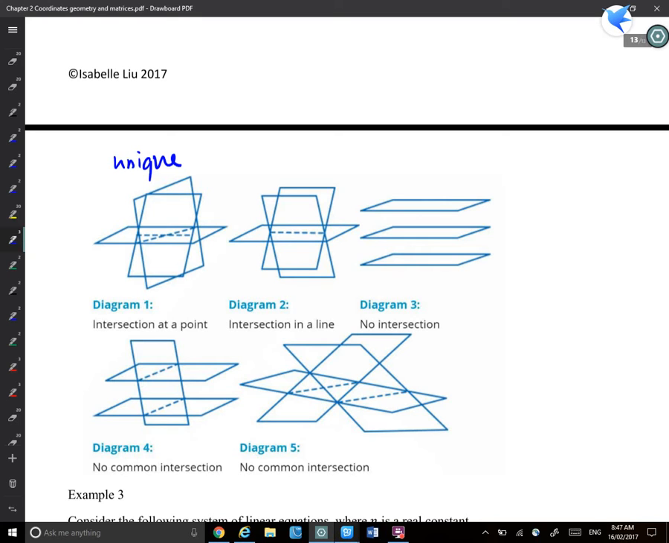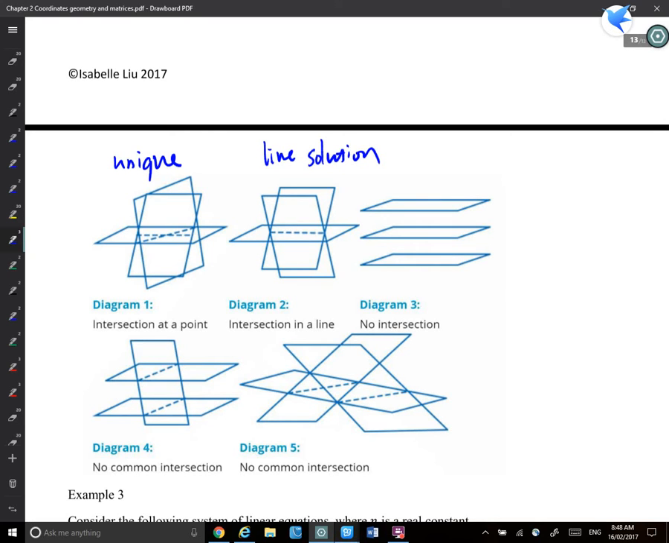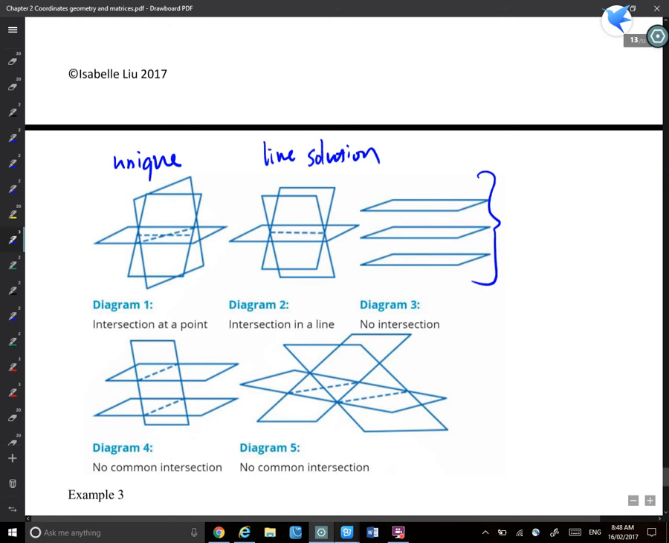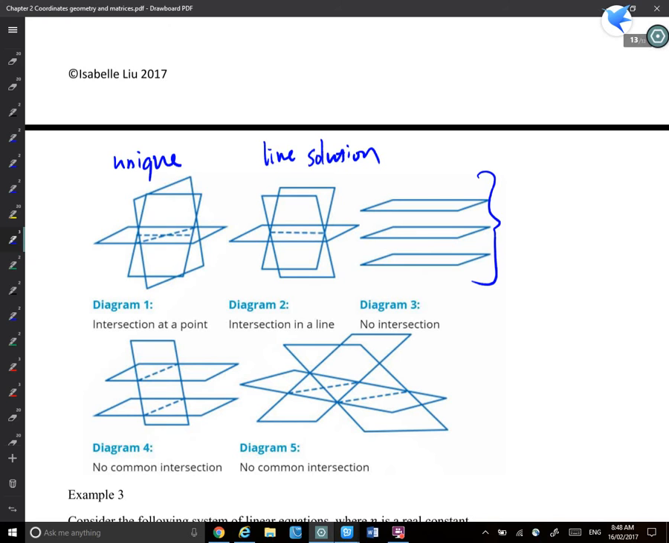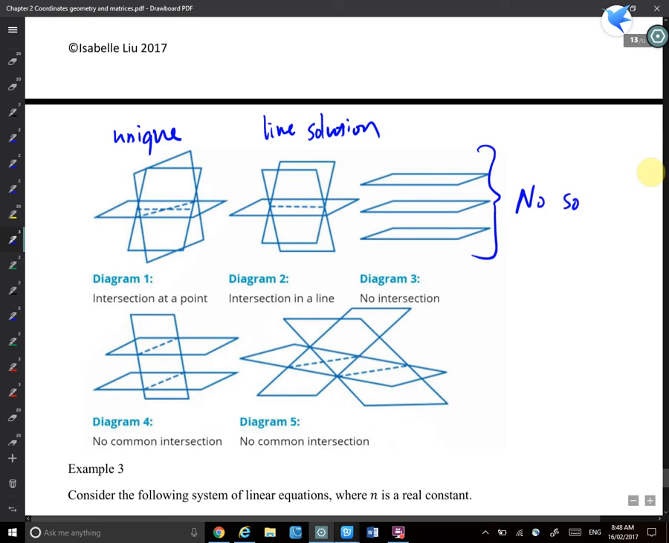If the intersection is a line, what does that mean? Infinite solutions, and it's a linear solution. For example, y equals 4x plus 1 is a linear solution. So it's an intersection at the line. Or absolutely no intersections. What does absolutely no intersections mean? If they're all parallel to each other, like 3 surfaces, faces parallel to each other, there's no solution. And for those 2, they are all no solutions.